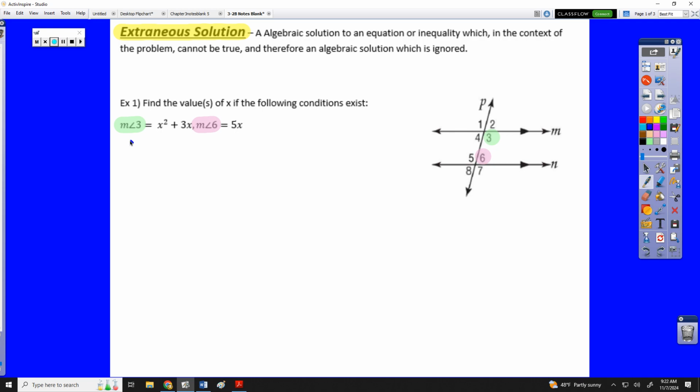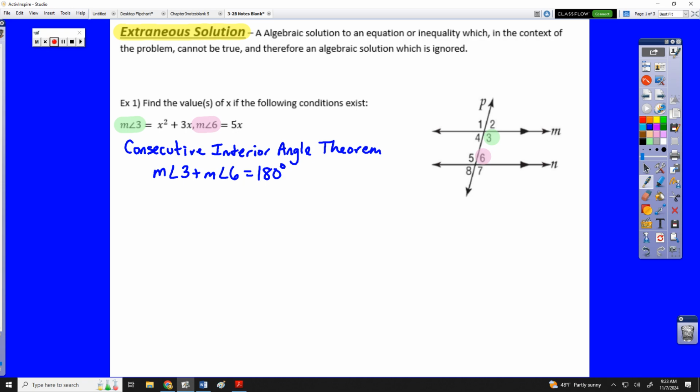So according to the consecutive interior angle theorem, if lines M and N are parallel, then angles 3 and 6 have to be supplementary angles, which means that the measure of angle 3 plus the measure of angle 6 has to add up to 180 degrees.